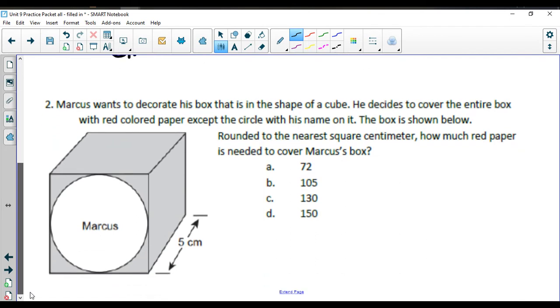In number 2, Marcus wants to decorate his box that's in the shape of a cube. He decides to cover the entire box with red colored paper except the circle with his name on it. The box is shown below. Round it to the nearest square centimeter, how much red paper is needed to cover his box?